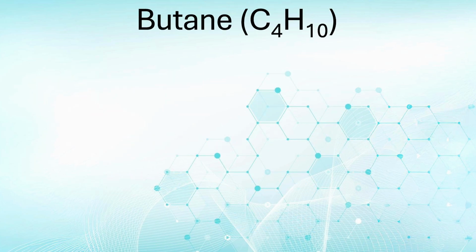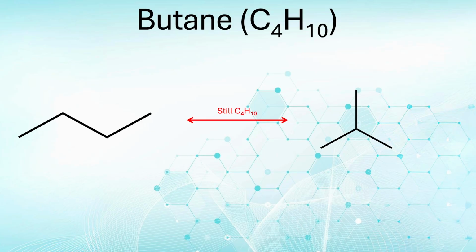Let's say that we have butane, or C4H10. We can draw butane in its stretched out chain form with no branches. However, we can also move this carbon around to form a branch. This is still C4H10, but it obviously looks different.